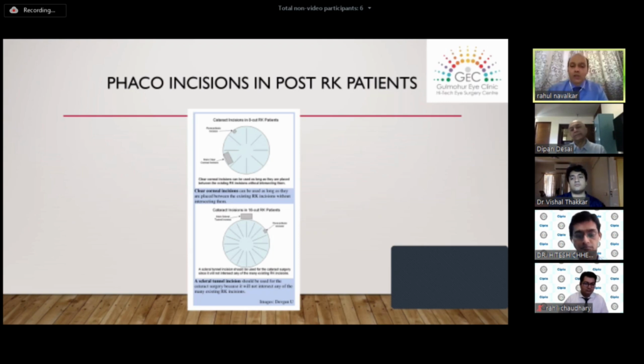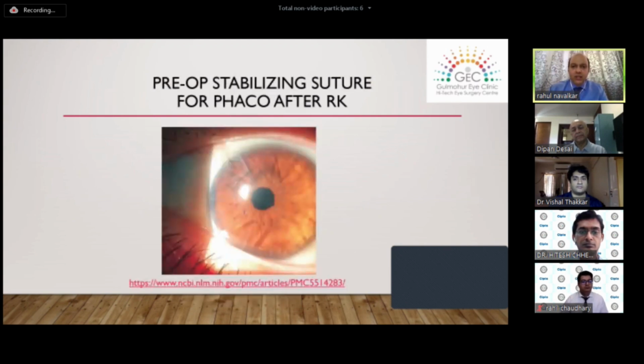You need to have a smaller gauge phaco tip to minimize the turbulence in the anterior chamber. One of the unique methods which I haven't had a chance to adopt but looks very promising is you can put a suture perpendicular to the RK cuts at the site of your phaco incision. That prevents those from really blowing up and gives a stability to that area where you're going to go ahead with phaco. And at the end of the procedure, you can even put a suture to close the wound so that the anterior chamber stability is maintained.